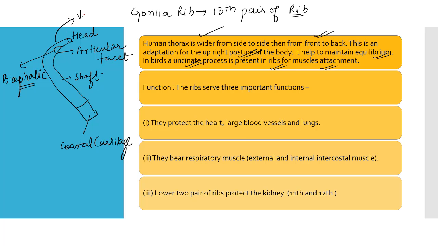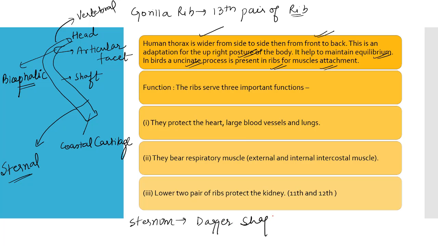This part is known as what? Vertebral. And this part is known as what? Sternum. Sternum is also known as breastbone. Okay. It is a single bone, but it is dagger shaped bone. Dagger shaped. Single.